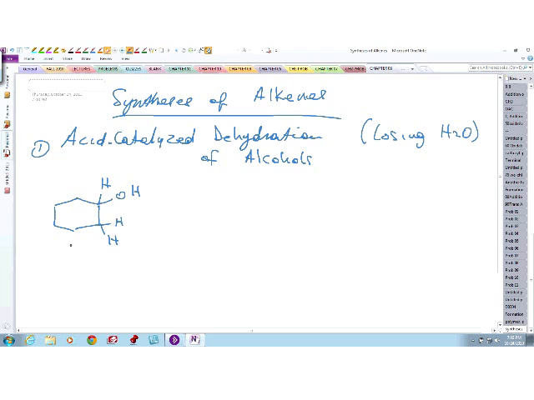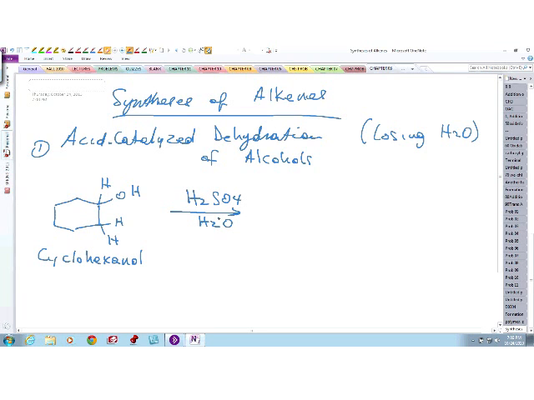Okay, this is a secondary alcohol, cyclohexanol. If we take sulfuric acid in water, that is almost similar to hydration.